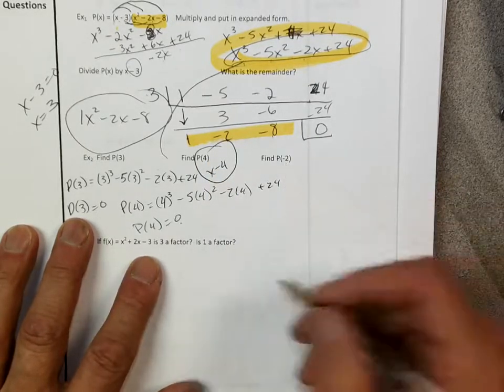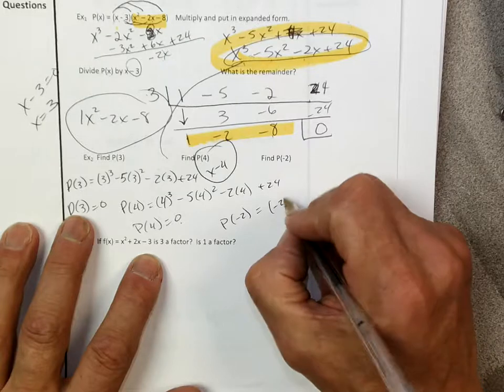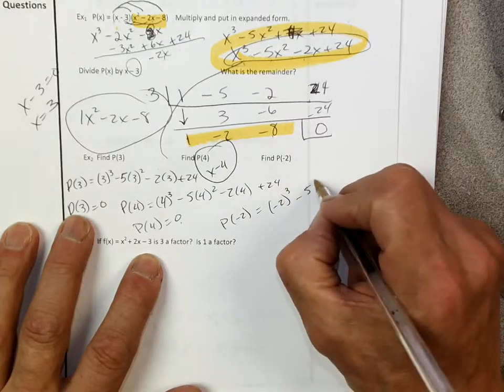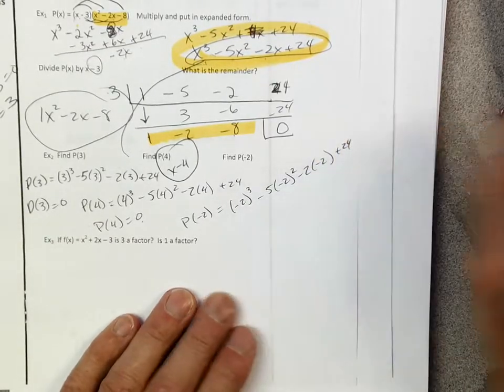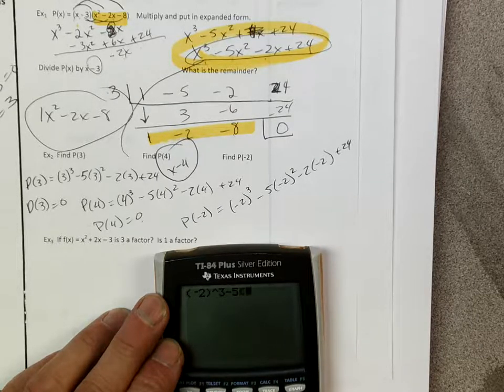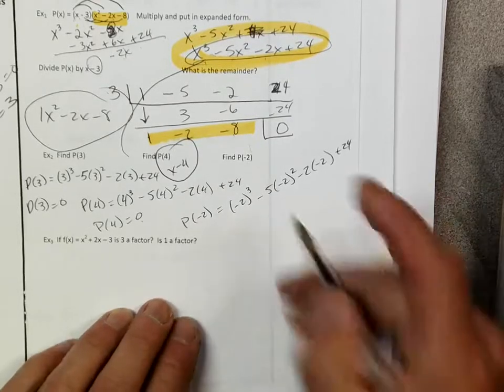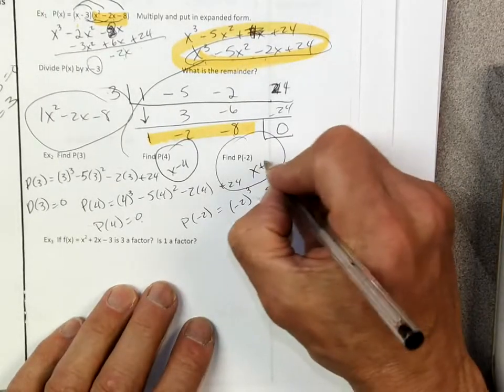How about negative 2? Let's try that one. P of negative 2, let's plug that in to the original. Negative 2 cubed minus 5 times negative 2 squared minus 2 times negative 2 plus 24. Let's see what happens here. Okay, if I did my parentheses, negative 2 to the third minus 5 times negative 2 squared minus 2 times negative 2 plus 24, 0. Boom, I got another factor, because p of negative 2 is also 0. So that means x plus 2 would have been a factor.